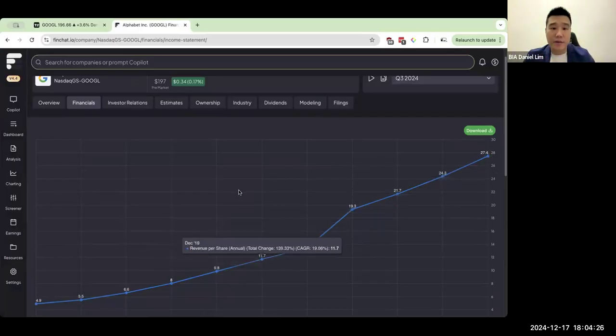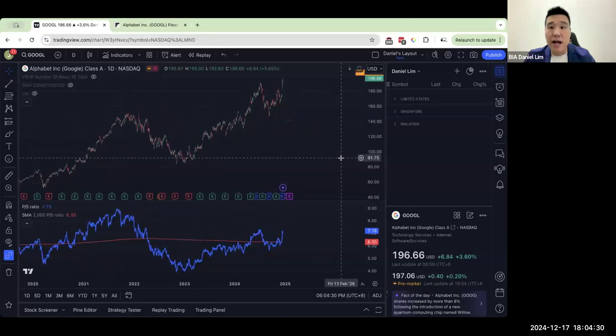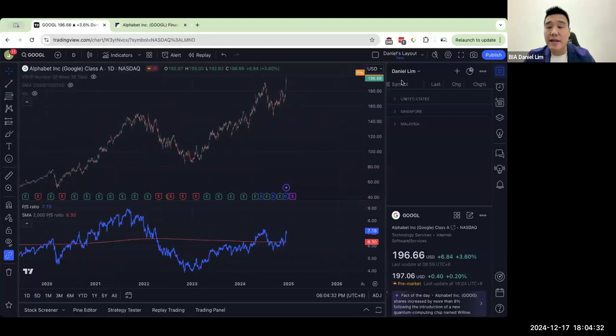And what is the price right now? Okay, 172. Now it's 196 like that. So it's a little bit overvalued. Of course, because the multiple here went up already. So this is overvalued a little bit.